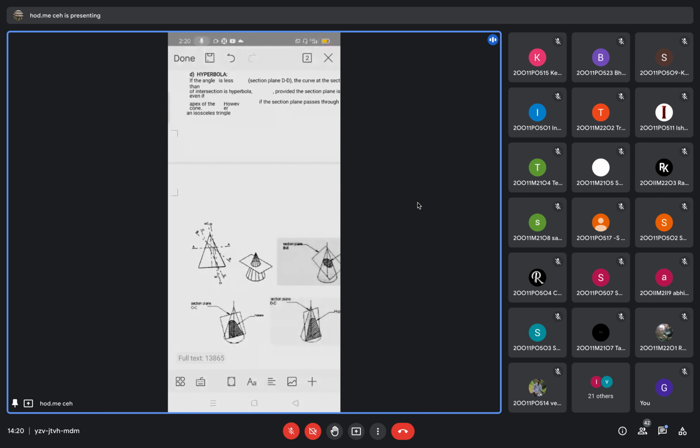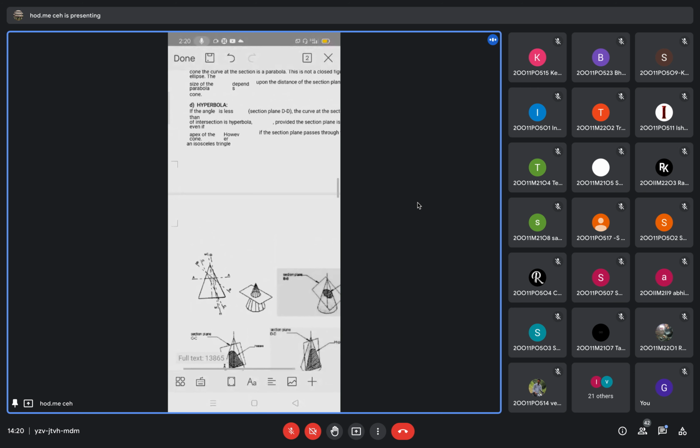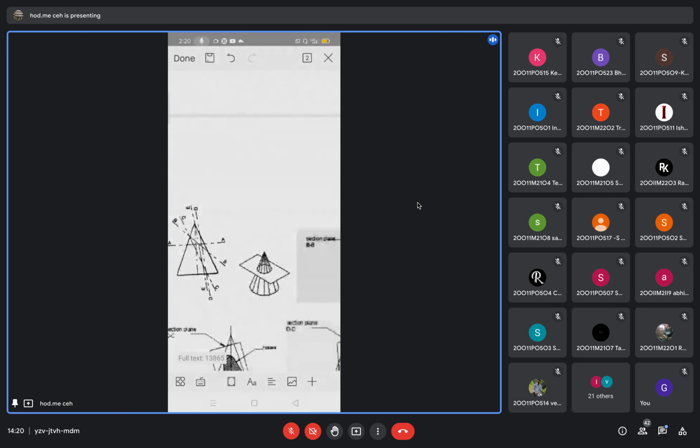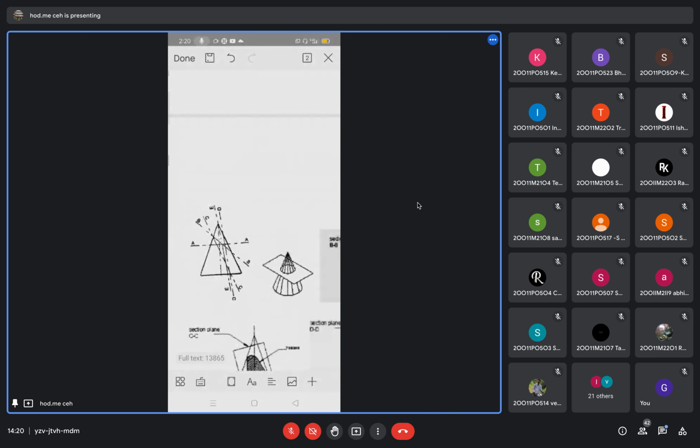if the angle is less, the section plane of D. Okay, is that clear? You cut the cone at different angles: first circle, ellipse, parabola and hyperbola. These are different cutting angles, giving so many figures along the axis. Okay, see, the first one the circle is over, the ellipse is over, the parabola is over.